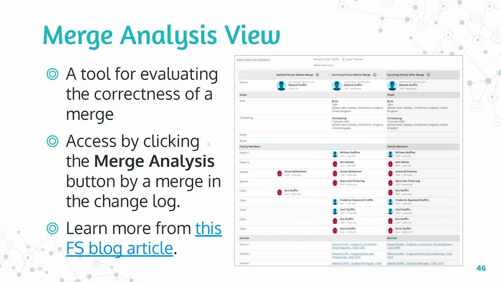The way you get to this is just in the changelog. So now if you open the changelog for anybody who's got a merge, there's going to be a merge analysis button. You click that and it opens up this view. If you'd like to learn more, here's a link to a FamilySearch blog article.